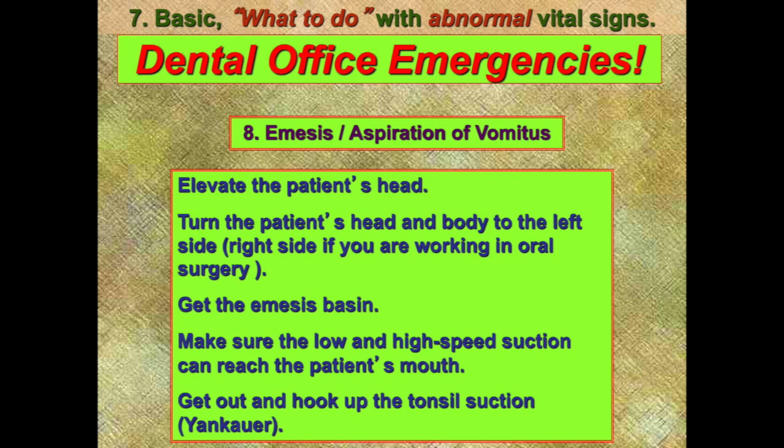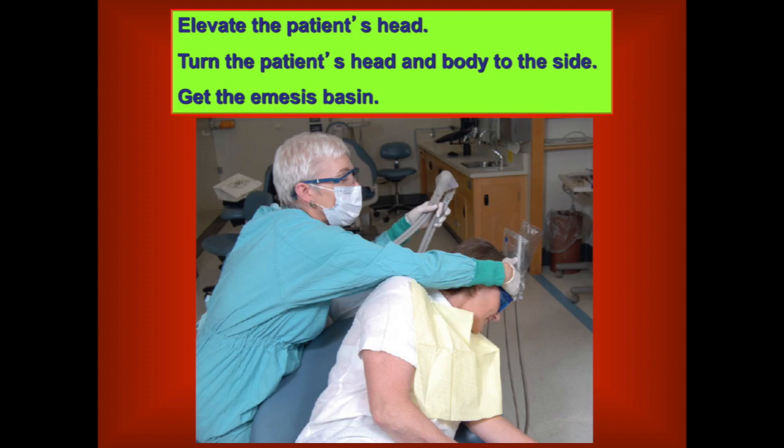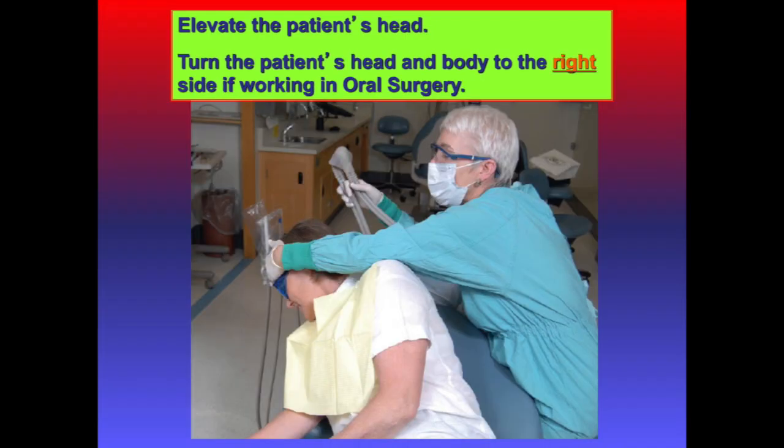Get the emesis basin, get out your suctions, your low and your high speeds, have them ready to go and working to be able to suction and keep that stuff from going down and the patient potentially aspirating that. So here we are turning the patient's head to the left or to the right if you're working with an oral surgeon.